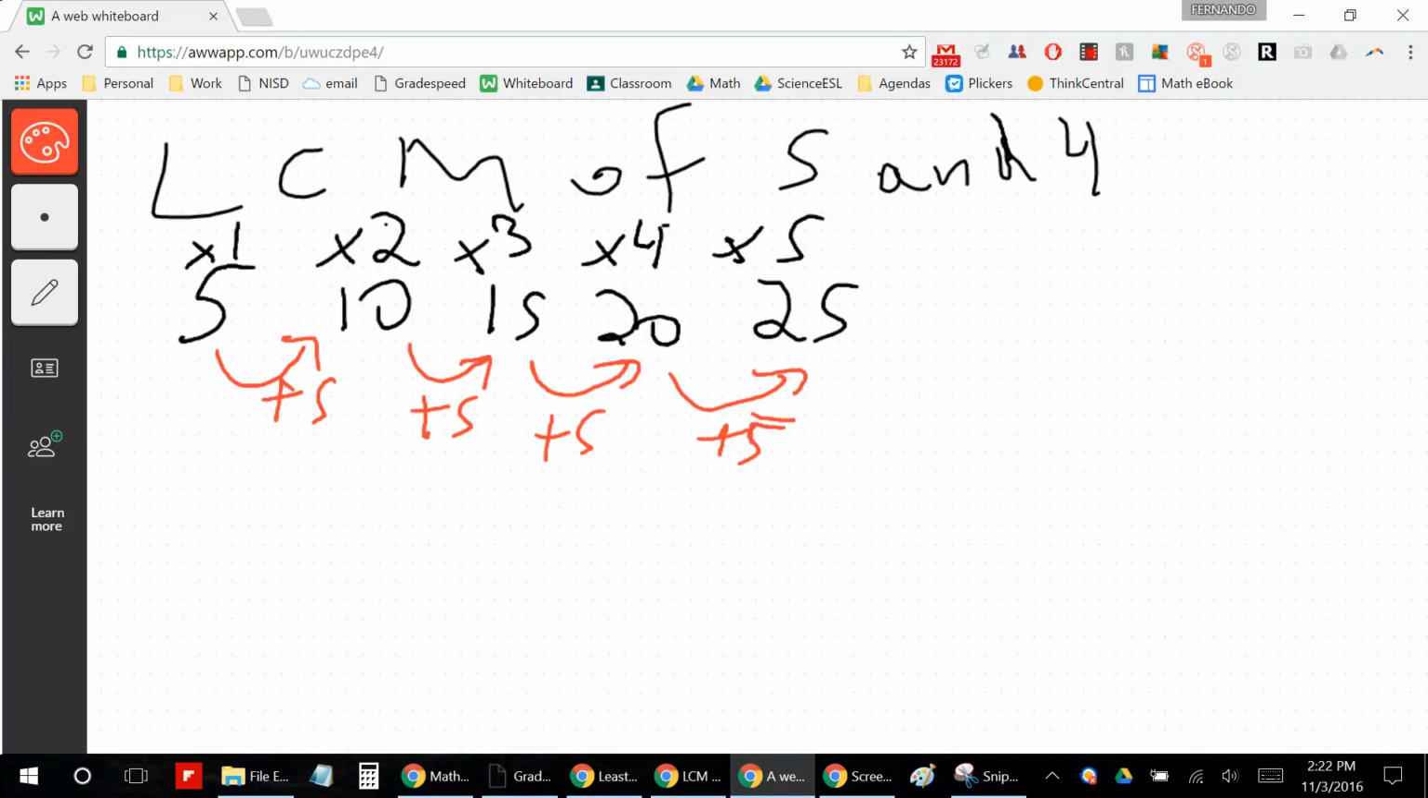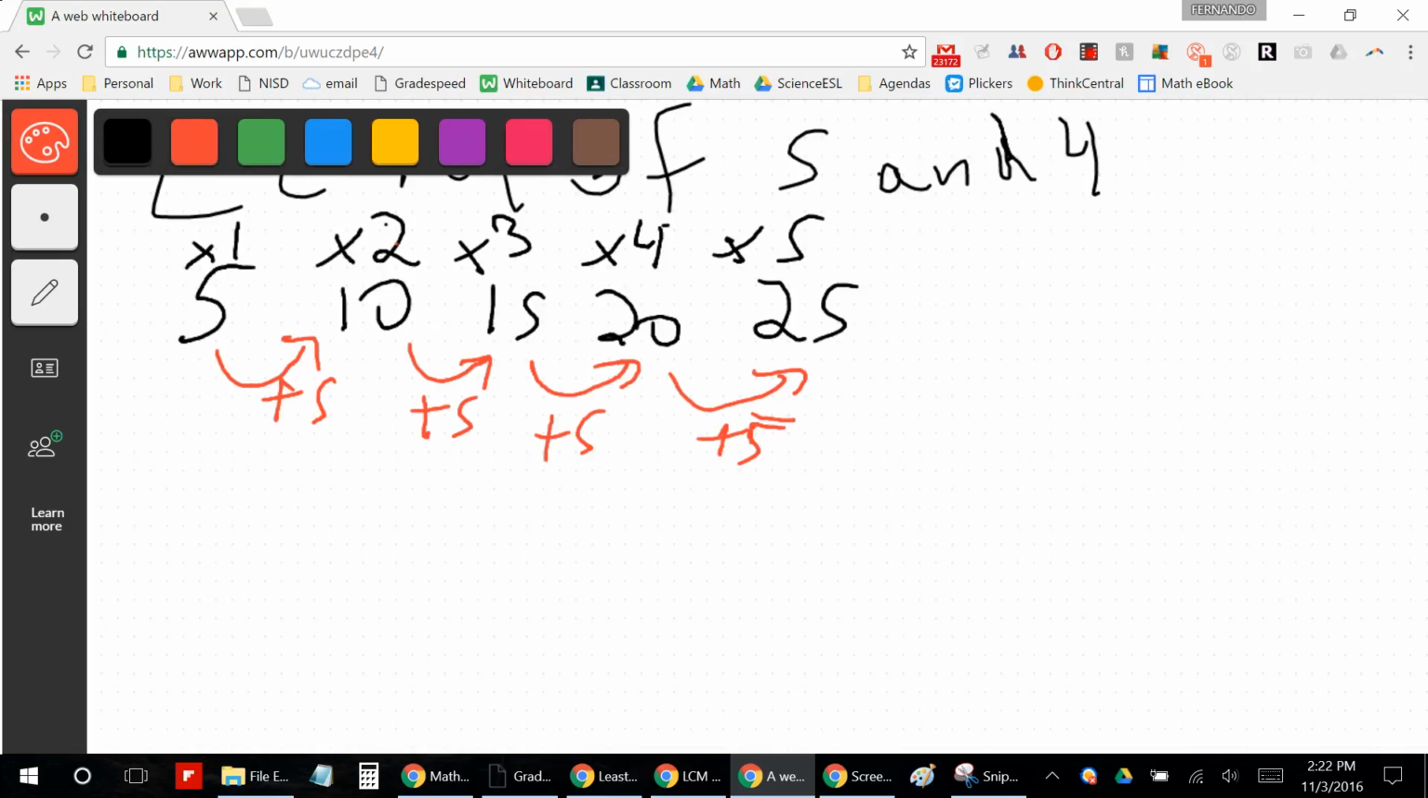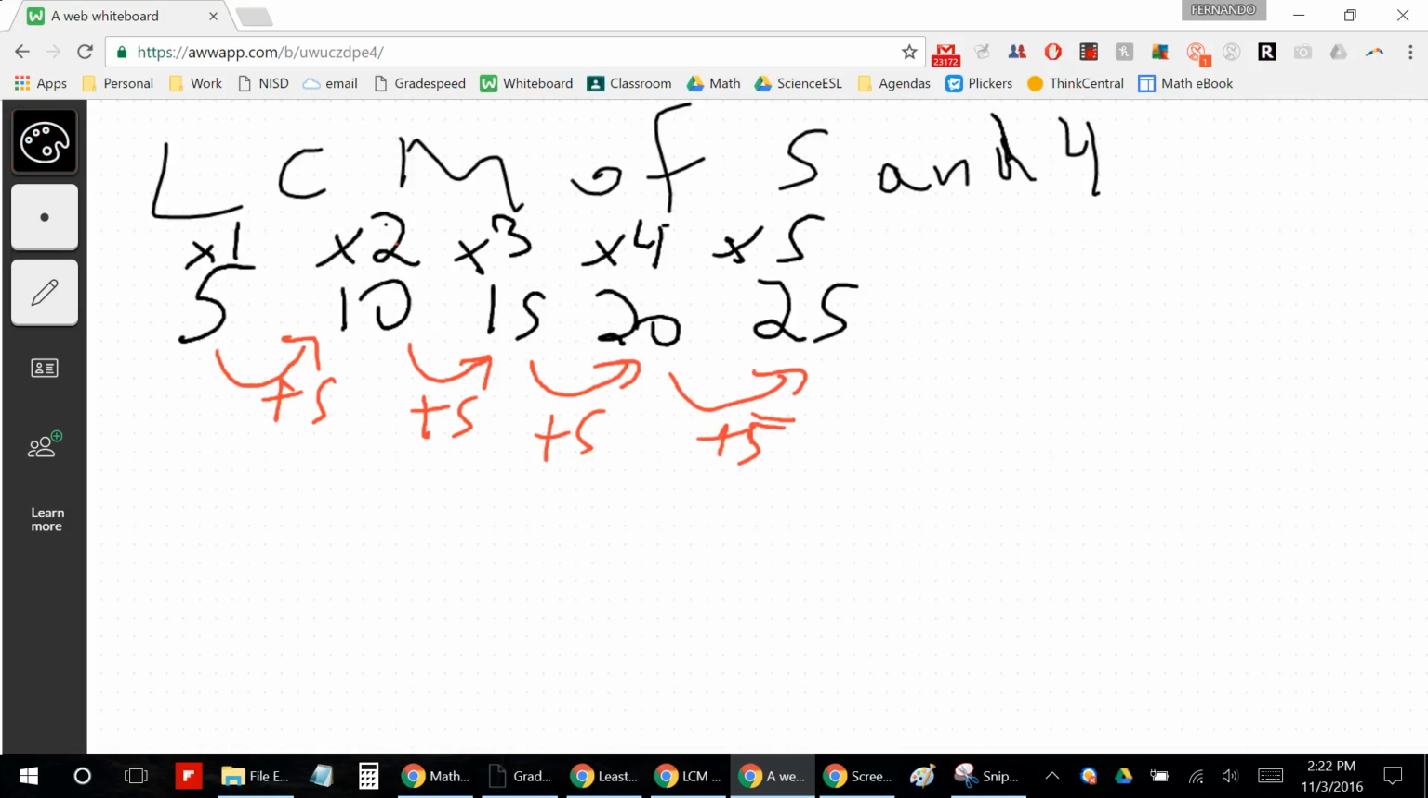So 5 plus 5 is the same as 5 times 2. 5 times 3 is the same as 5 plus 5 plus 5, which is 15, and so on. So that's the multiples of 5. Next, we're going to get the multiples of 4.